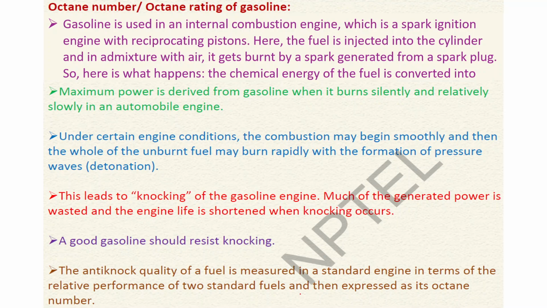Coming on to one of the most important characteristics or properties of gasoline, it is the octane number. Gasoline is used in internal combustion engines, which are spark ignition engines with reciprocating pistons. What happens is this fuel, gasoline, is injected into the cylinder along with air, and it forms a mixture with air or oxygen. It is burned by a spark generated by a spark plug.